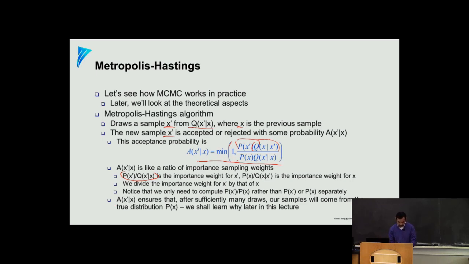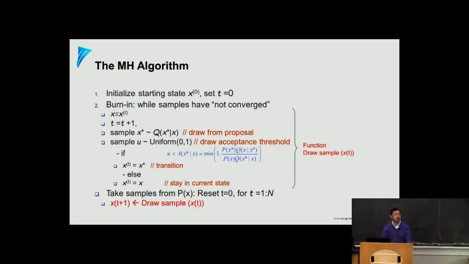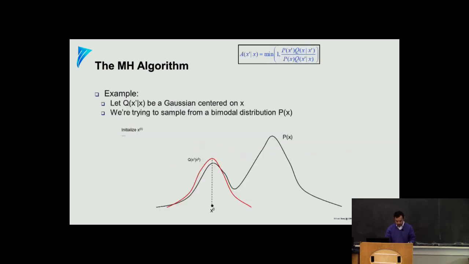This acceptance probability is going to ensure that after sufficiently many draws, you can get samples coming from the true distribution P(x). So we're going to show how that can happen. This is just the procedure. It's very, very simple. All you need to remember is that you have this new acceptance rate calculation for every new example. And again, this is a kind of simulation of how it looks in operation.